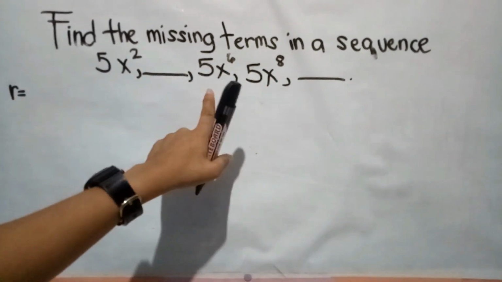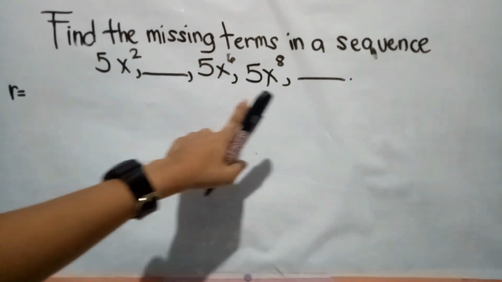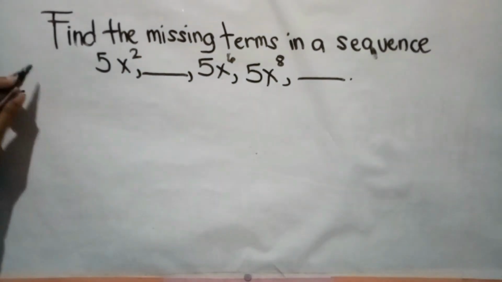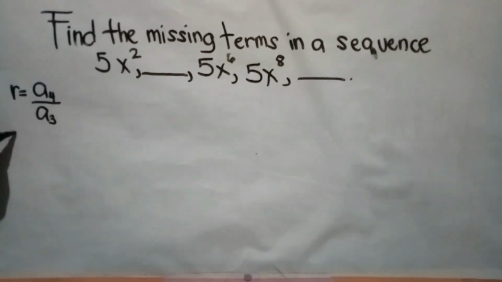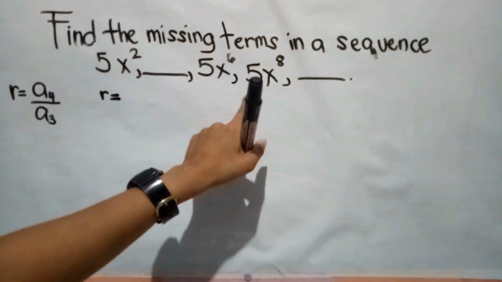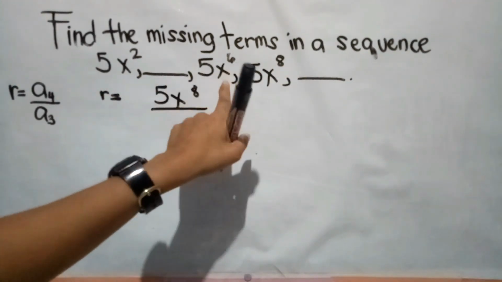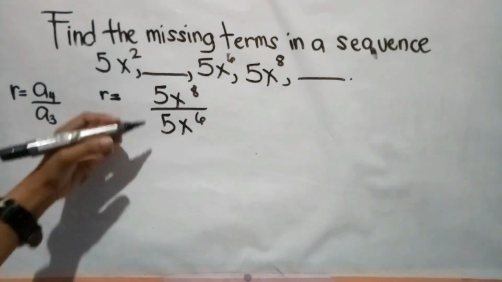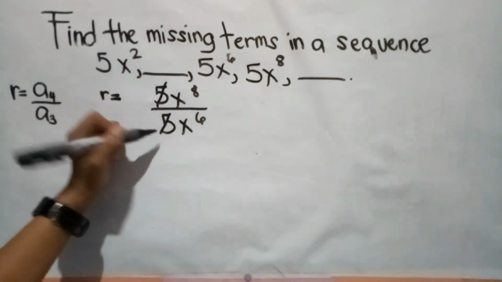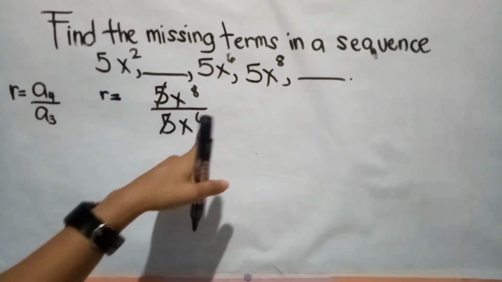sub 1, a sub 2, a sub 3, a sub 4. We will use a sub 4 and a sub 3. Since these are consecutive terms, write a sub 4 divided by a sub 3. Then let's solve. R is equal to 5x raised to 8 divided by 5x raised to 6. Then divide. 5 divided by 5 is equal to 1. Then x raised to 8 divided by x raised to 6.